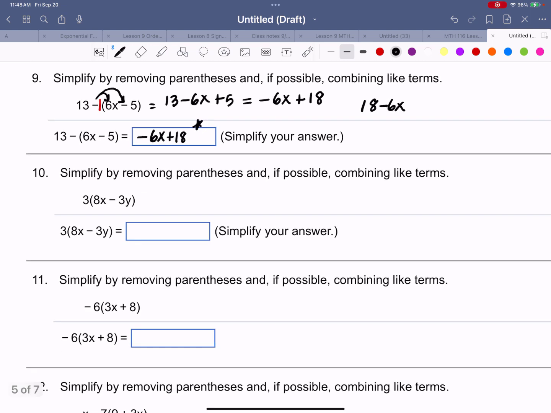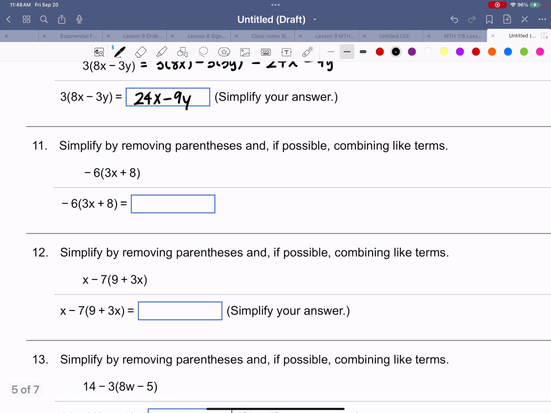Number 10. Well, here we have a number outside parentheses, so we've got to multiply that number times both. So this will be 3 times 8x minus 3 times 3y. So 3 times 8 is 24x, and minus 3 times 3y is minus 9y. So 24x minus 9y.